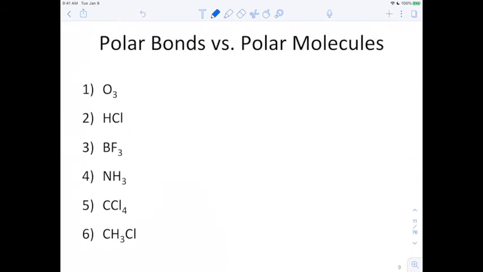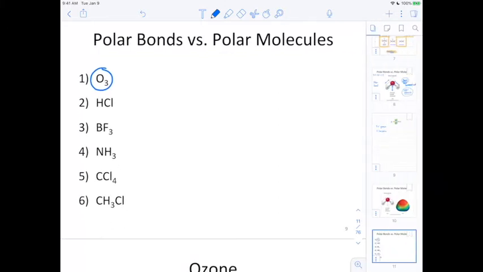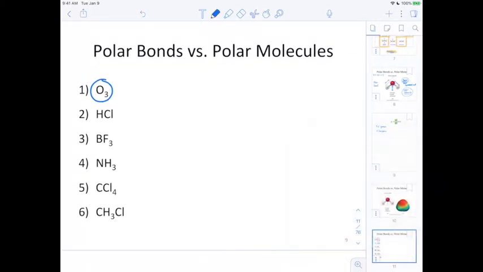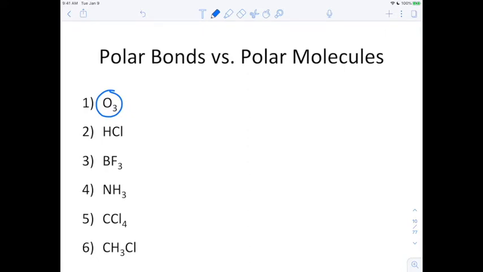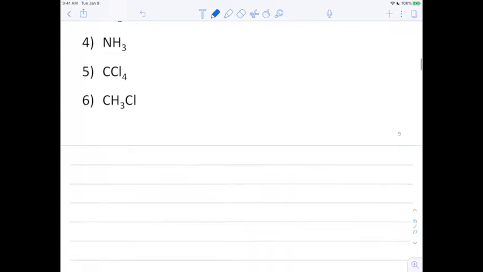All right, so polar bonds versus polar molecules, and I'm going to start off with that O3. If you didn't know, this O3 is ozone. It is the same ozone that is up in the ozone layer. Also, if you didn't know, ozone is actually hazardous to your lungs, so we don't want it down on Earth. On Earth, it is considered a pollutant, but up in the upper atmosphere, it is very essential. All right, so number one is ozone, and ozone looks something like so.